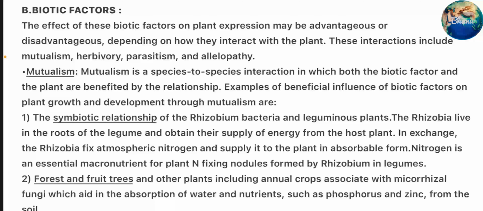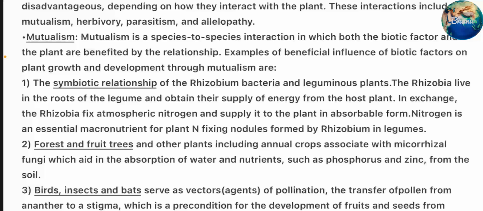Examples of beneficial influence of biotic factors on plant growth and development through mutualisms are the symbiotic relationship of the rhizobium bacteria and leguminous crop plants. The rhizobia live in the roots of the legume and obtain their supply of energy from the host plant. In exchange, the rhizobia fix atmospheric nitrogen and supply it to the plant in usable form. Nitrogen is an essential macronutrient for plants, and nitrogen fixing nodules are formed by rhizobium in legumes.